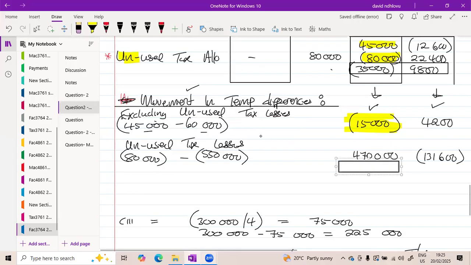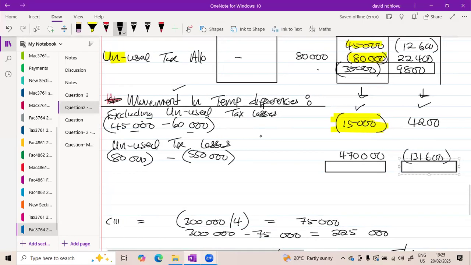We calculate, remember now we are calculating the movement in temporary differences, but in two stages. I need to get a total. 15,000 negative plus 470,000, that is going to give me 455,000 positive times 0.28, that is going to give me 127,400, right, which happens to be a negative amount. Right, with that, I am done with my calculations. Any questions from the floor? Right, are we clear? Are we understanding everything, good people?